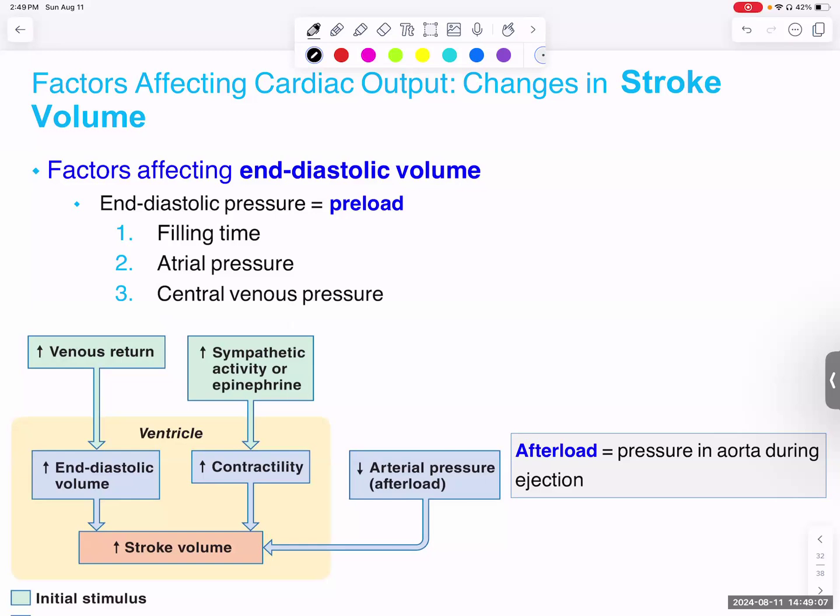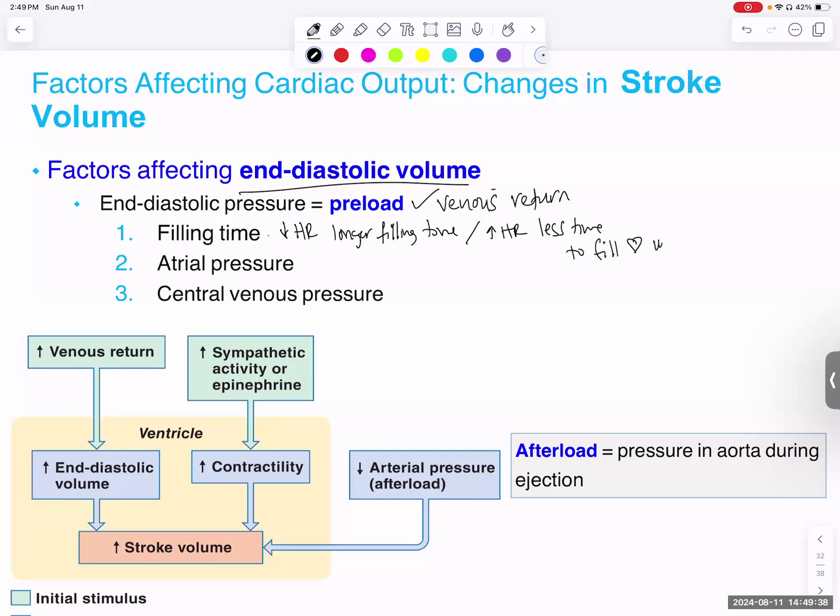And so this diagram kind of makes it a little easier, right? These are factors affecting end diastolic volume. Preload, right? That's venous return. And that has to do with filling time. So the lower the heart rate, the longer the filling time. The faster the heart rate, the less time to fill the heart with blood. Atrial pressure: how much pressure is in the atria over the ventricles? And then central venous pressure.